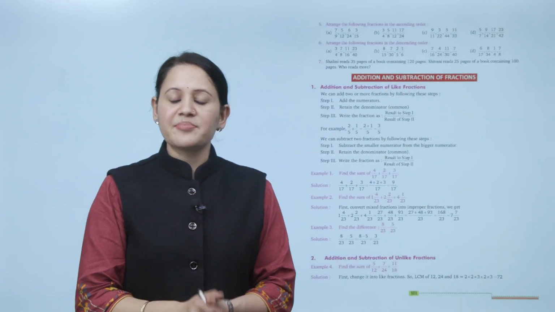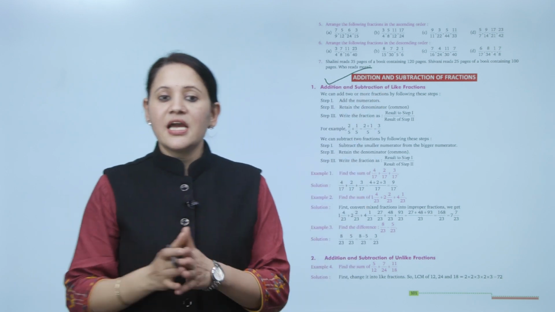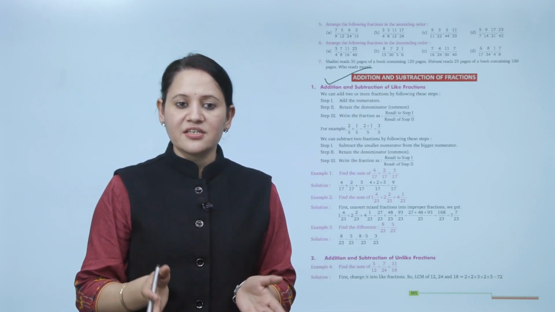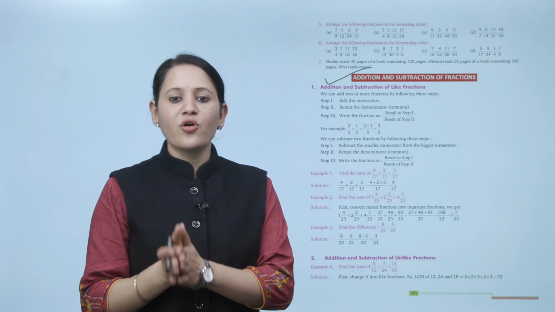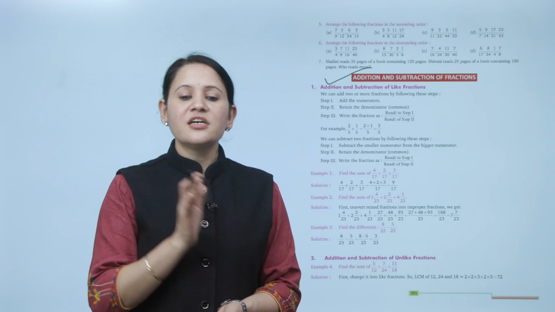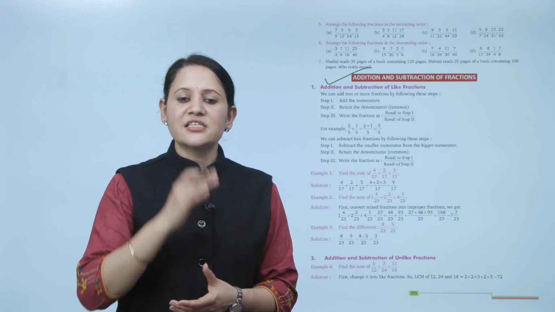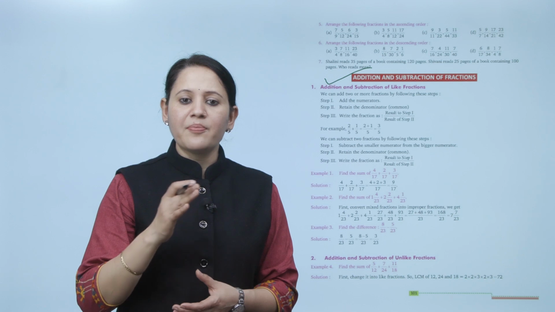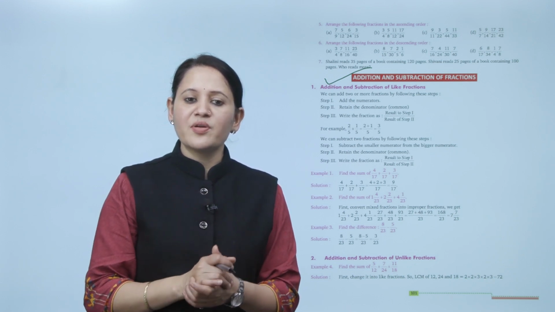Next is addition and subtraction of fraction. Addition and subtraction of like fraction. So in that case, we can add two or more fractions by following these steps. First step, add the numerator, retain the denominator that is common, write the fraction as result of step 1 upon result of step 2. For example, 2 by 5 plus 1 by 5.